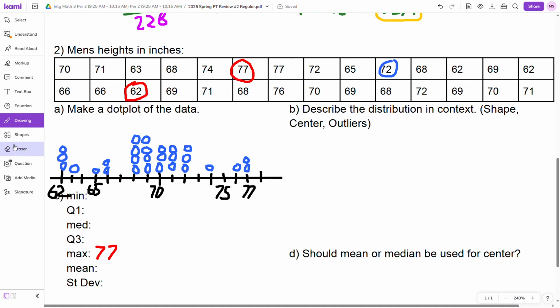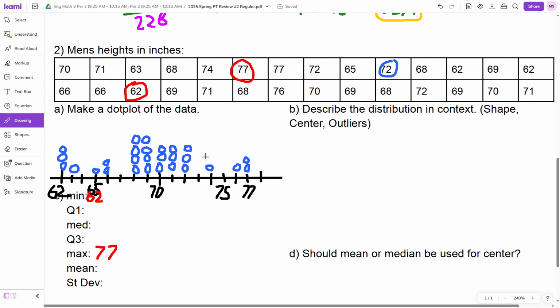So I didn't write in the minimum, but the minimum was 62. So that's this number right here. And now, oh, yes, there is a standard deviation question. Yes, that's going to be wonderful.